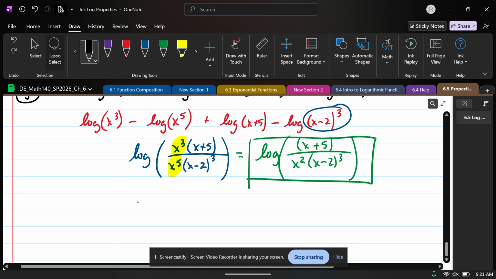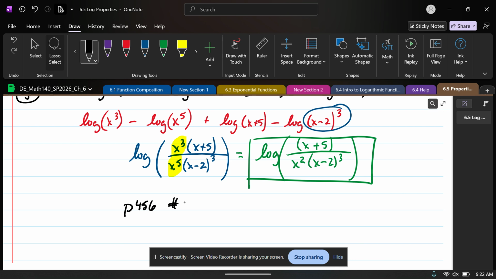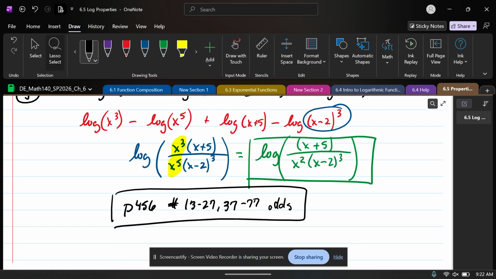So practice day tomorrow, page 456. 13 through 27. So we skip a few and we pick up at 37 through 77 odds on all of those. Okay. So we'll do a work day tomorrow and go from there, kind of see where we're at.